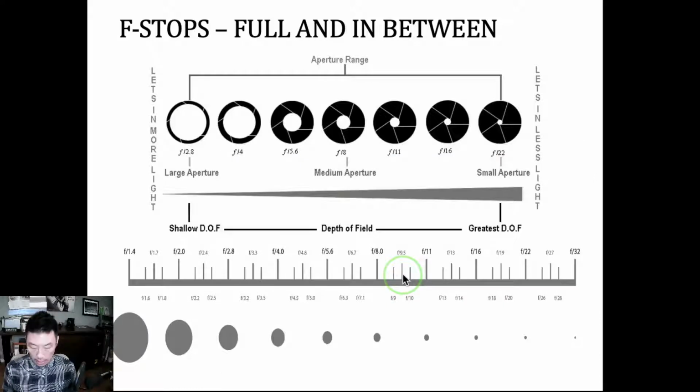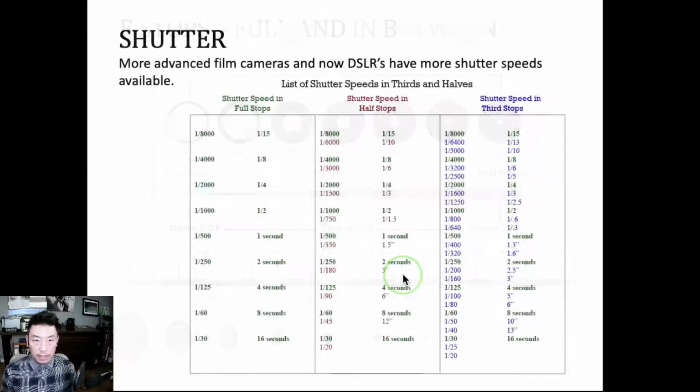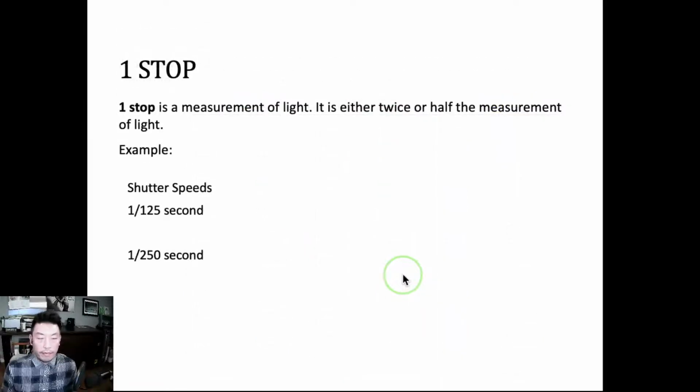All right. Now, the idea of a stop is not just limited to f-stops. We can also see it in your shutter speeds. Okay. So, for example, if we have a shutter speed of 1 over 125th of a second, and you compare that to the next stop, which is 1 over 250th of a second, this is a faster shutter speed, by the way. 1 over 125 is slower than 1 over 250. How do we know? Look at the bottom number.